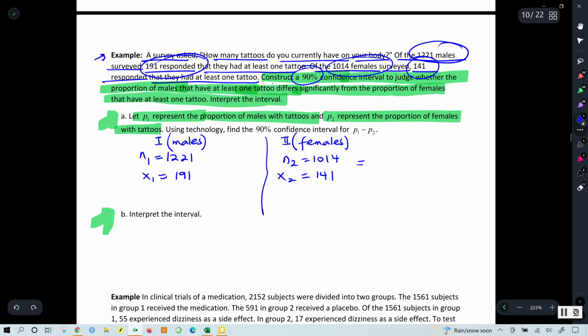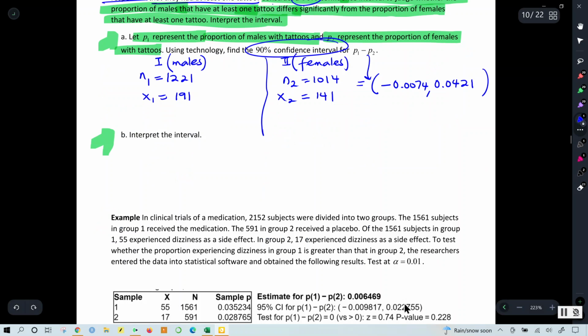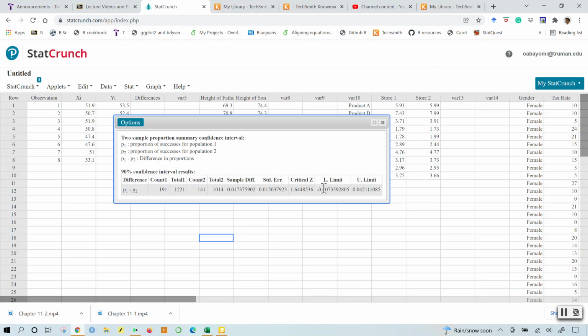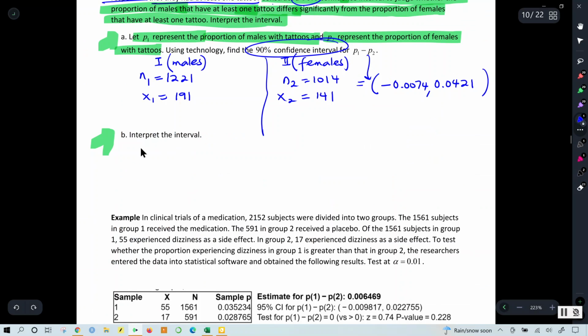Okay, so my 90% confidence interval will be... So here on the screen, I've carried over those values we got from StatCrunch. So you have the lower limit and the upper limit. And with that said, we were ready to interpret the interval. Let us write that down.